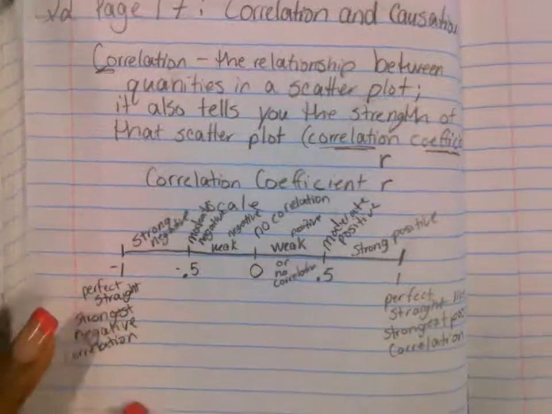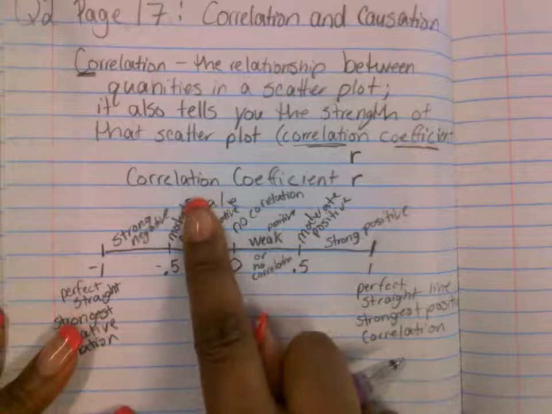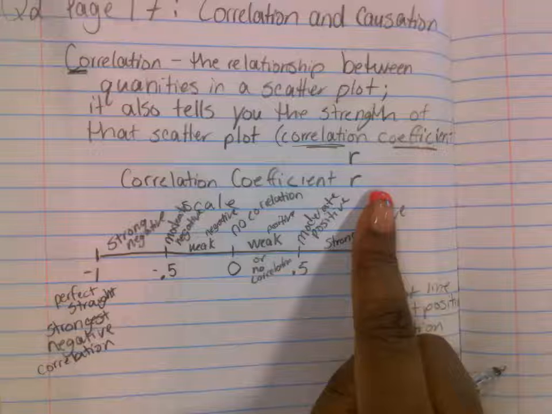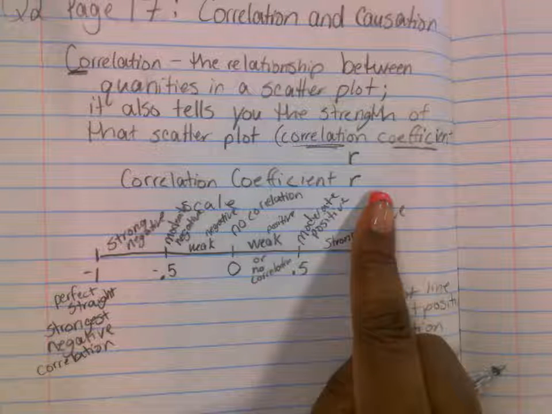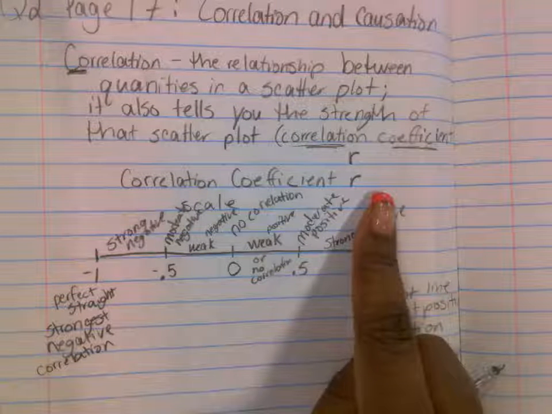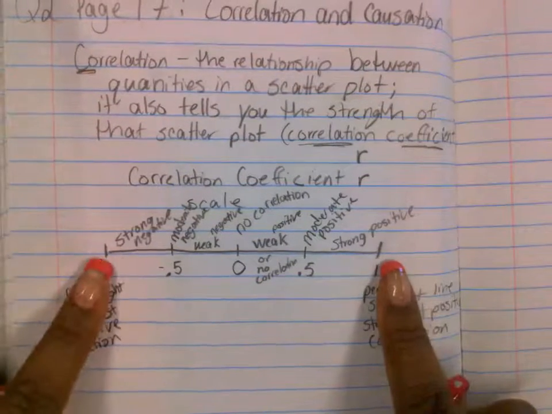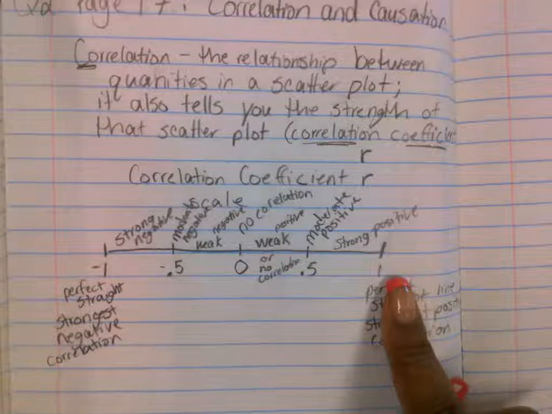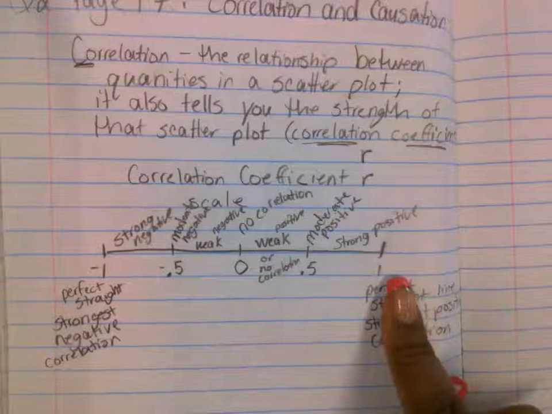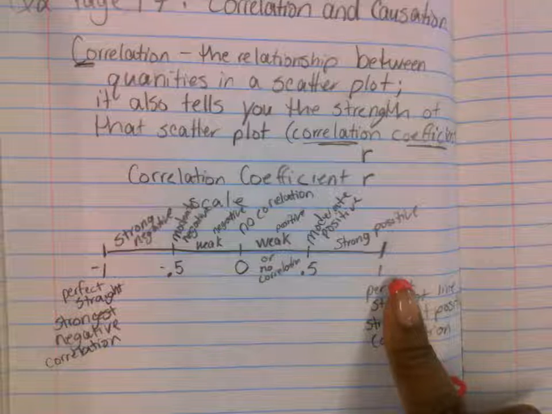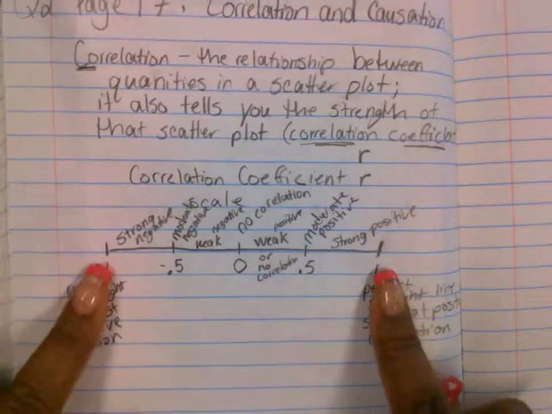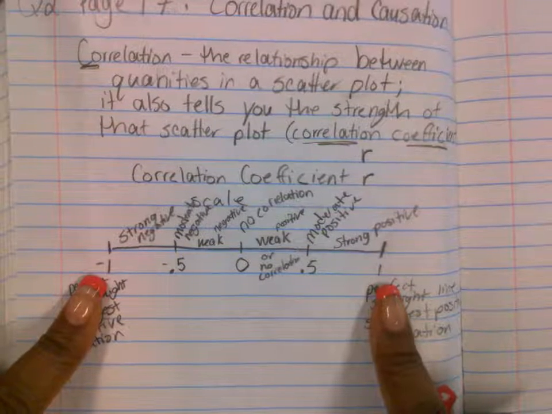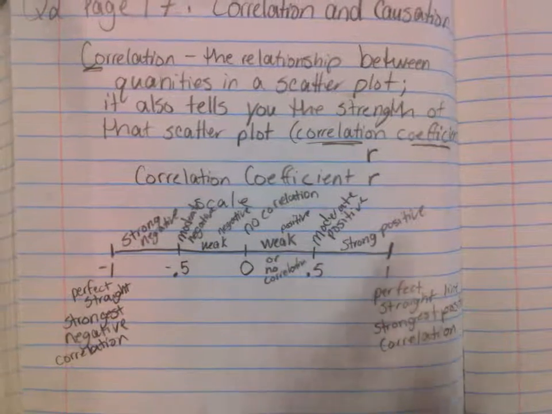All right, so here's the scale that I was talking about. Correlation coefficient. That tells you the strength of the correlation. That tells you the strength of those two quantities, okay? R is only going to be between -1 and +1. You can't have anything outside of that. Can't be 1.1, 2, 3, 4, -2, 3, 4. Your R is going to be between -1 and +1.